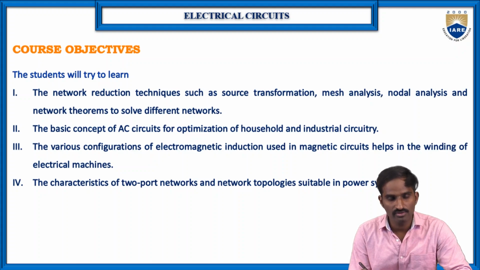Next, course objective 2 is that the students will try to learn the basic concepts of AC circuits for optimization of household and industrial circuits. As we discussed, in this course we are going to learn all the network reduction techniques including network theorems with both AC and DC excitation. So the students will learn the basic concepts of AC circuits, as well as the characteristics, or basic properties, of alternating current.